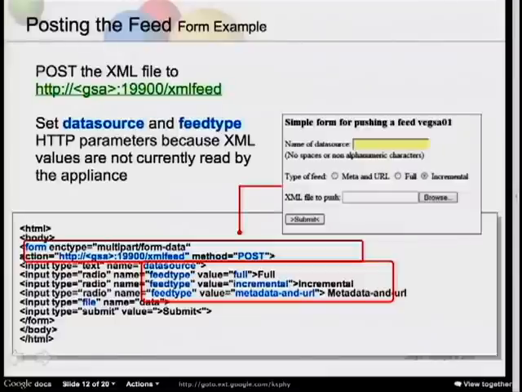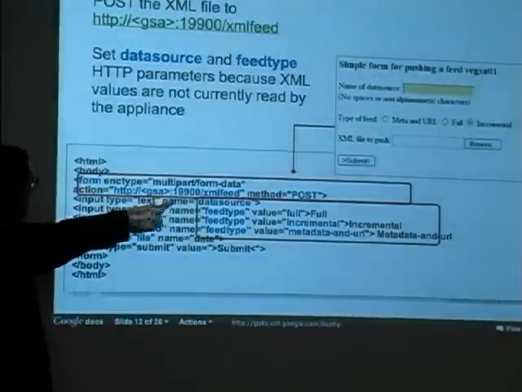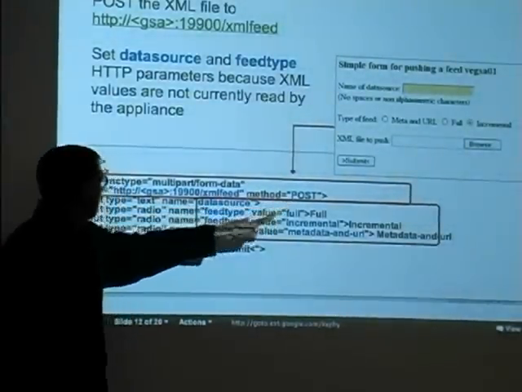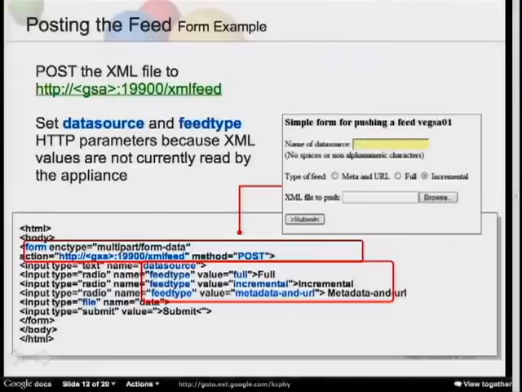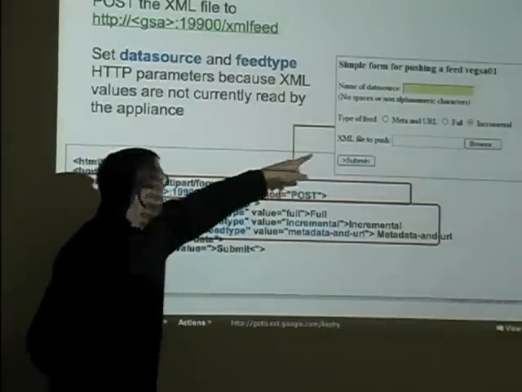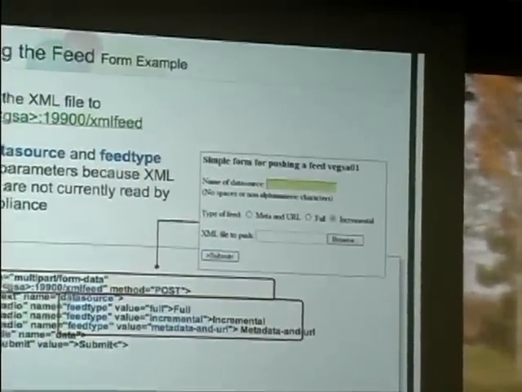So here's just an HTML form that we're going to use in our lab scenario. It's going to perform one action. It's going to make an HTTP post to your GSA. And you're going to specify in this form whether it's a metadata and URL feed or a content feed by choosing full or incremental, and then choosing the location of the XML document that we're going to post to the GSA.